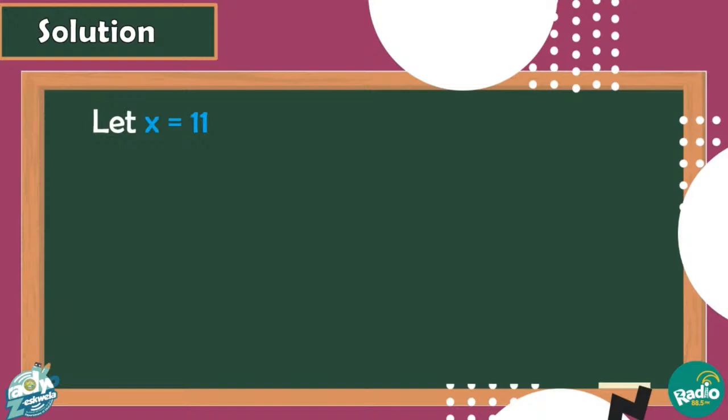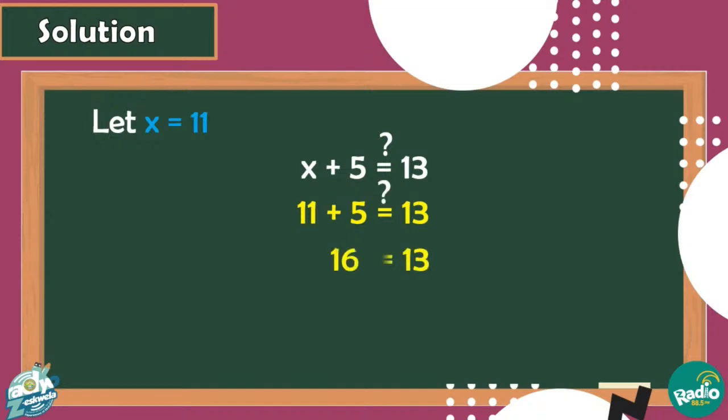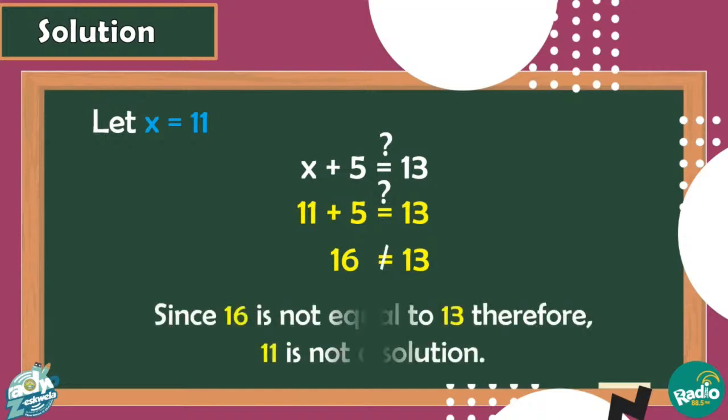And last, x is equal to 11. Substitute the value of x, which is 11, to our given equation. That is 11 plus 5 is equal to 13. By simplifying, we got 16 is equal to 13. Since 16 is not equal to 13, therefore 11 is not a solution.